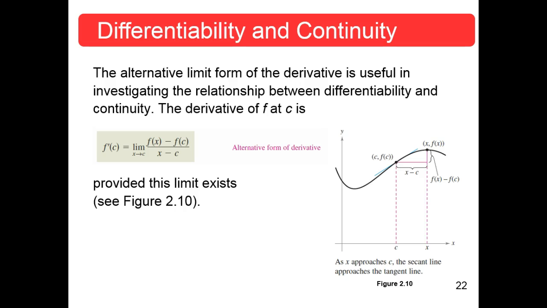So let's move on to differentiability and continuity. The alternative limit form for a derivative is useful in investigating the relationship between differentiability and continuity. And this is what they call the alternative limit form. I don't know if you remember this from before. They didn't focus on it that much, but the derivative of f at c, the other way to say this, is the limit as x approaches c of f of x minus f of c over x minus c.